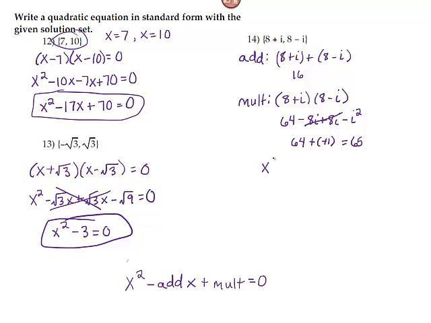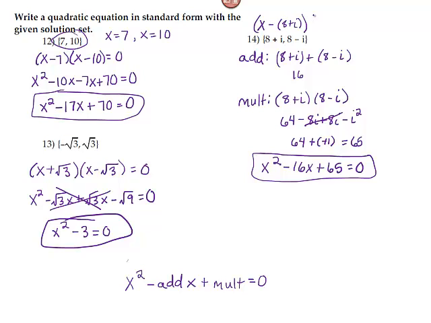So this one gives us x squared minus what we got when we added together. We got 16, so that's minus 16x, plus what we got when we multiplied together, which is 65, equals 0. And take my word for it, that's a lot easier than if we had to do x minus 8 plus i and then x minus 8 minus i and figure out what that is. We did it a much shorter way, even though it may not seem like it.